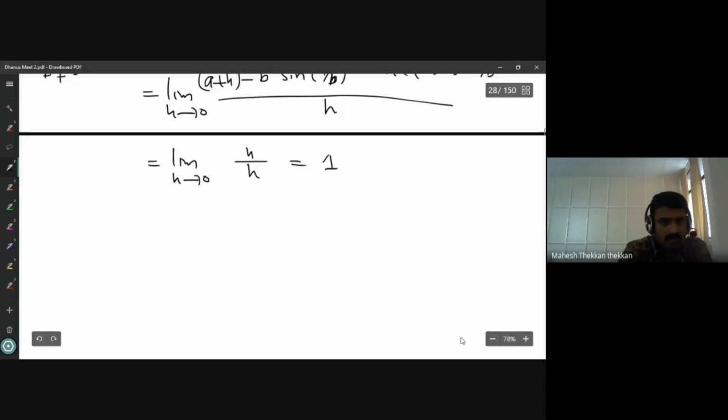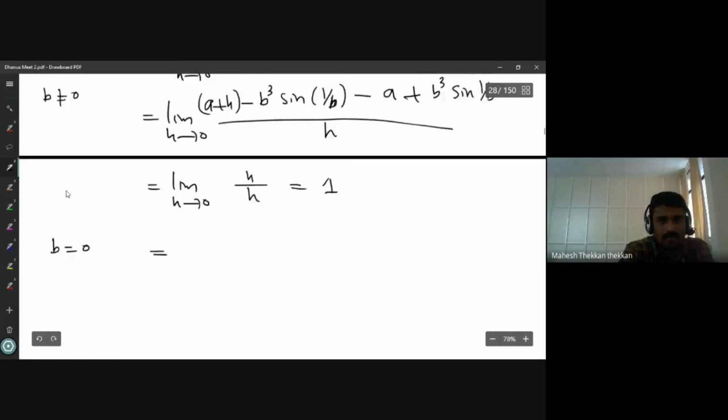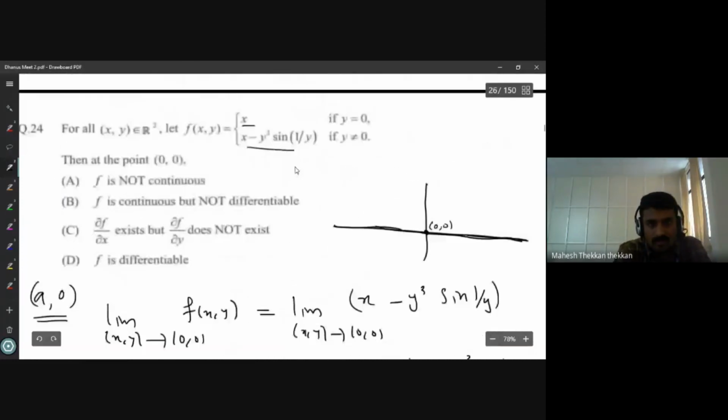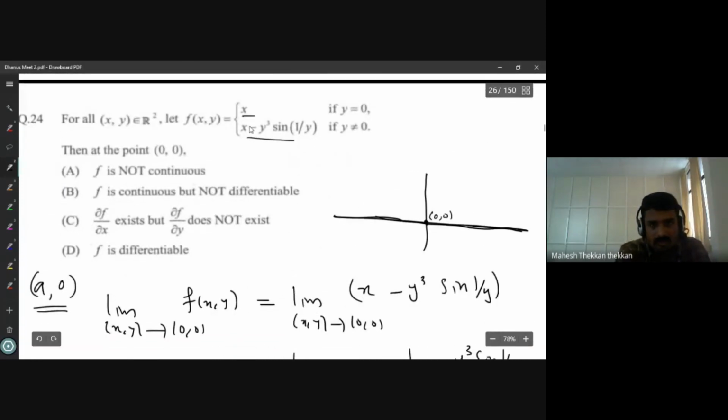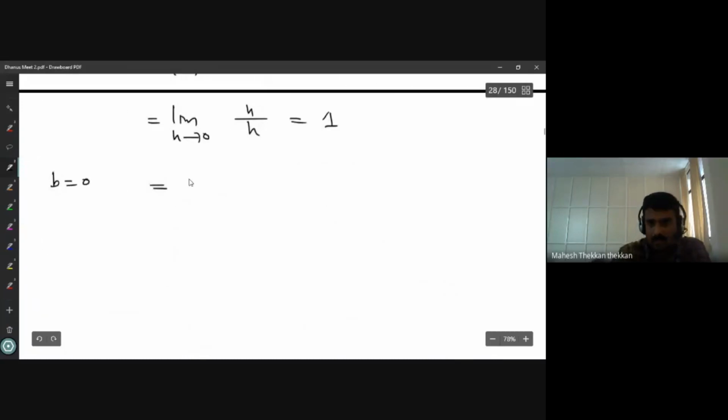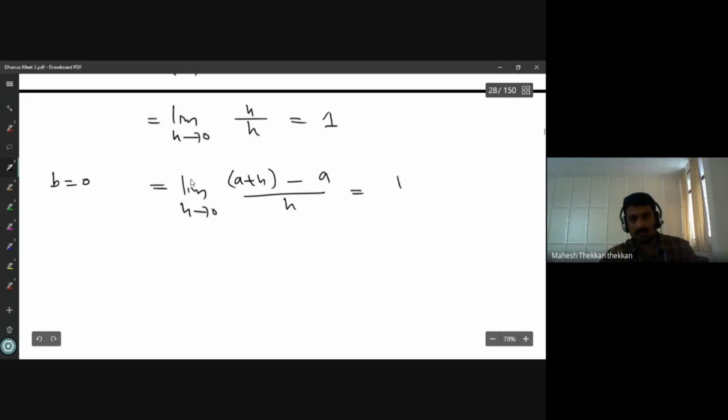Now b equal to 0, what will you get? For b equal to 0, you take b as 0. Then in that case your function value is the first one, right? b equal to 0 means the first case. So that will be the limit h tending to 0 of f(a+h, b), which will be (a+h) minus a, divided by h. Again you will get 1.